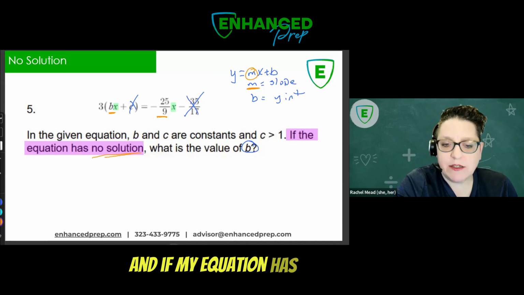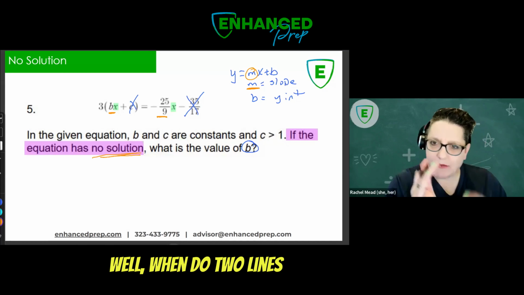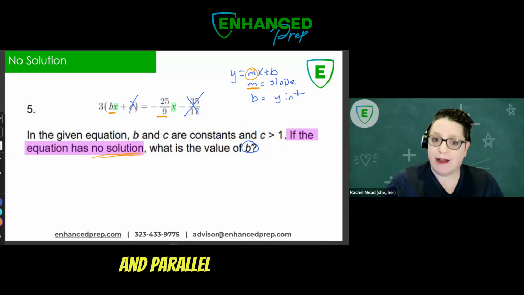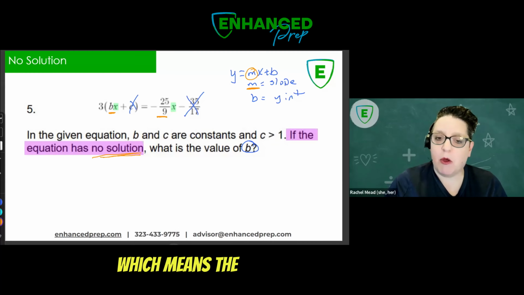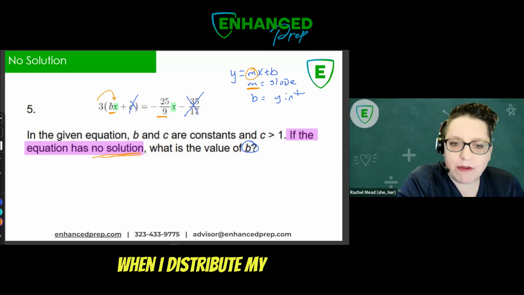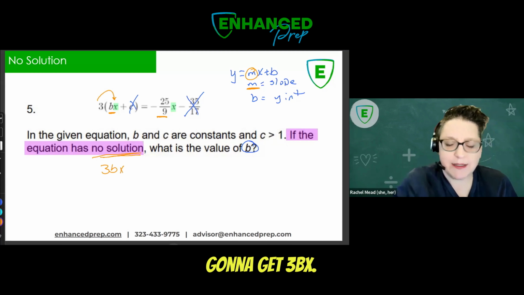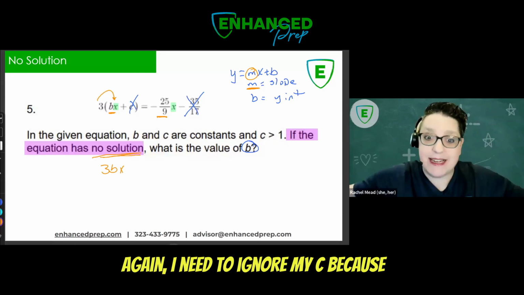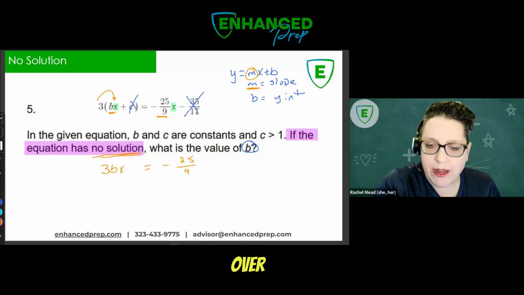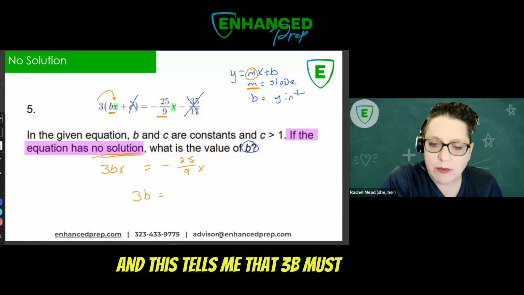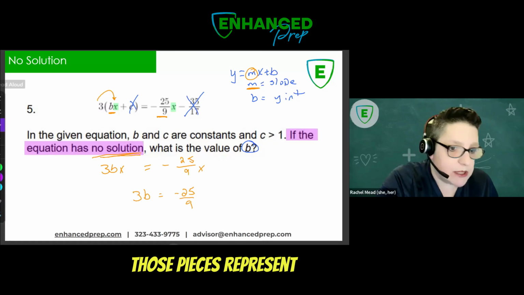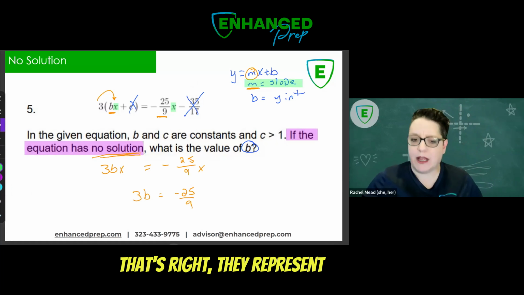And if my equation has no solution, well, when do two lines never cross each other? Two lines never cross each other when they're parallel, and parallel lines have the same slope, which means the slope of the two sides of my equations has to be equal to each other. When I distribute my 3 through, I'm going to get 3bx. Again, I need to ignore my c because it doesn't relate at all. That is going to be equal to negative 25 over 9 x. And this tells me that 3b must be equal to negative 25 over 9 because both of those pieces represent what again? That's right. They represent our slope.